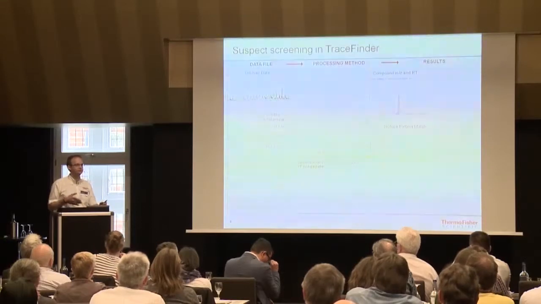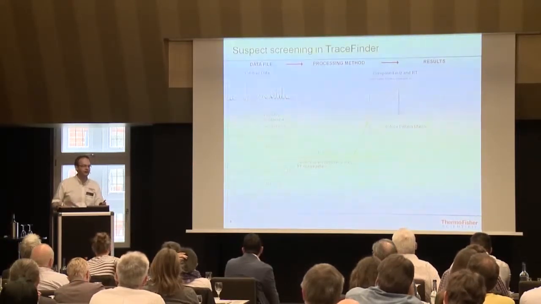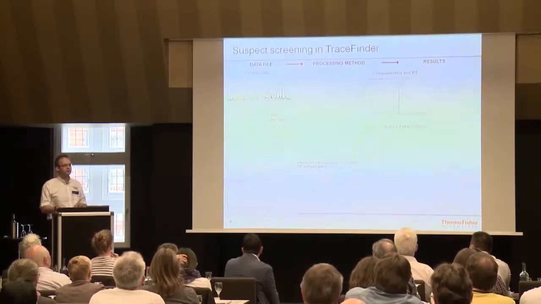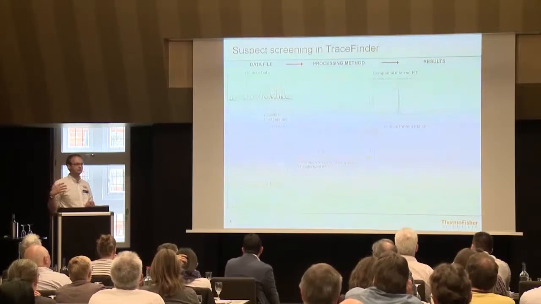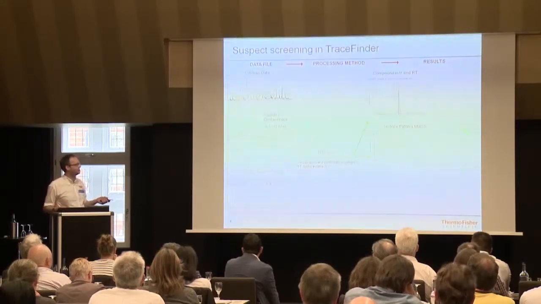Just say, okay, screen for ammonium adducts, screen for sodium adducts. And TraceFinder just will calculate that. And you can do them all together. So an elemental composition is in the background. So it's not a big step to say, okay, we have the elemental composition, so we simulate the isotopic pattern, and then we do a match of it.